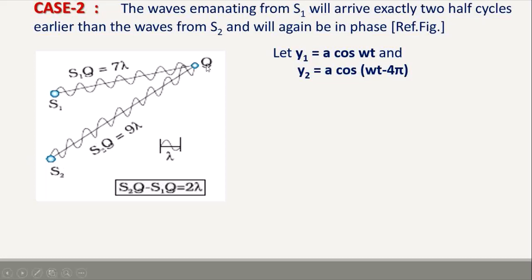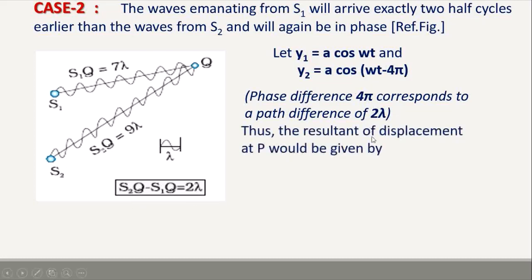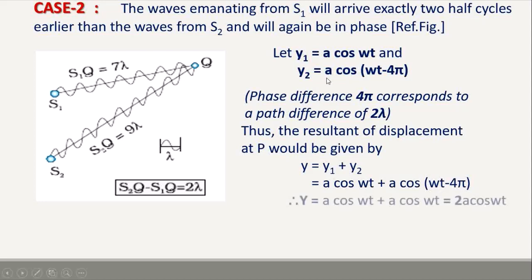it is going to reach Q later than the wave emitted by S1 by 2 cycles. So that is why I have taken the negative sign. So 4 pi is nothing but 2 lambda, or 2 lambda is nothing but 4 pi. So both are the same. According to the principle of superposition, the resultant displacement, as usual, is the addition of the displacement produced by the individual waves. So here I have to take a cos omega t for y1, a cos of omega t minus 4 pi for y2. So the net resultant displacement is equal to the sum of these two.